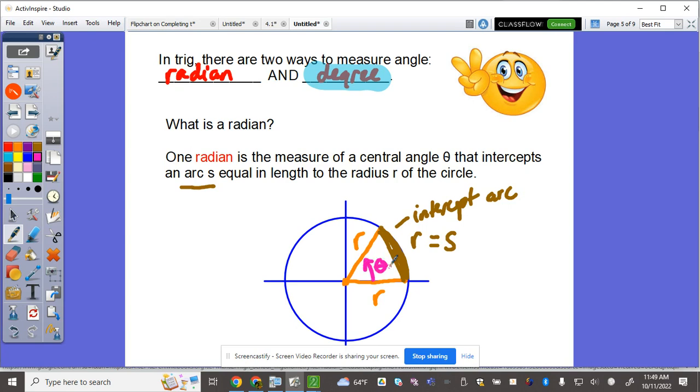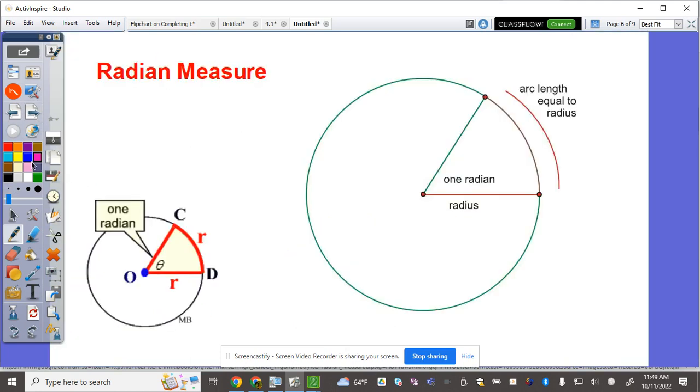That's the angle. Okay? With that, 1 radian is the measure of the central angle that intercepts an arc. So theta is S over R. The intercepted arc divided by the radius will give you theta, where theta is measured in radians.